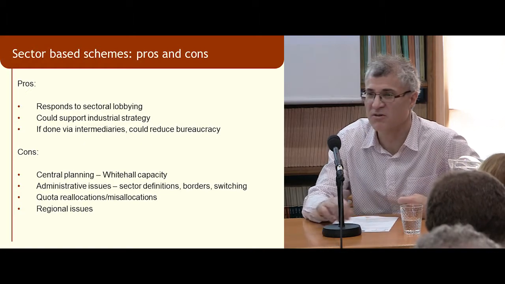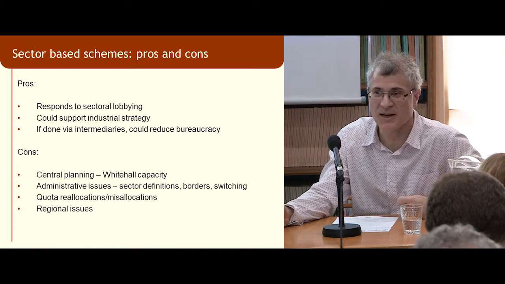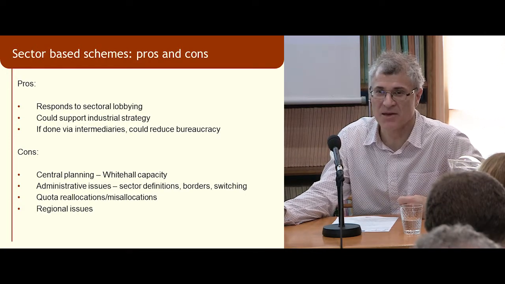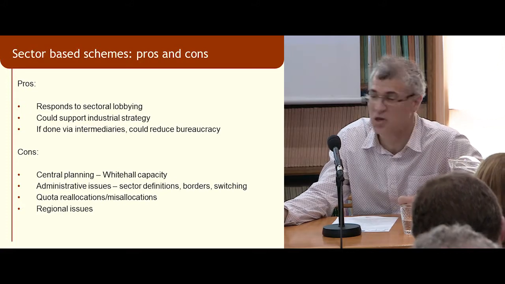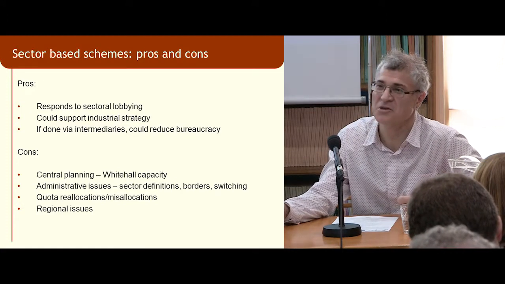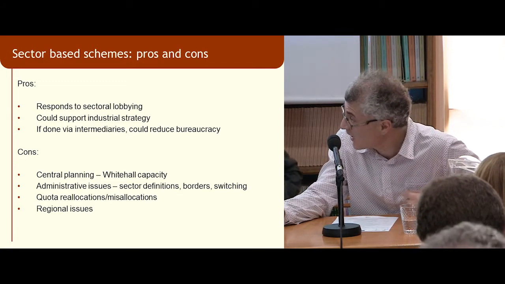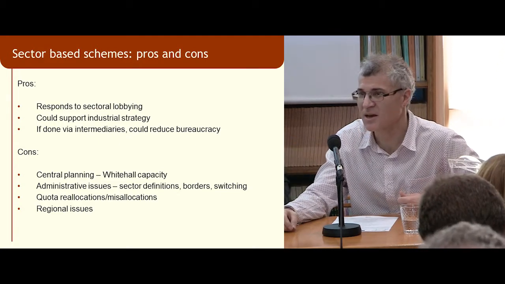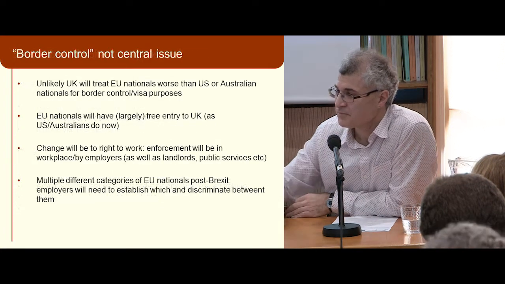There are huge administrative issues. We used to have a sector-based scheme for agriculture. It worked quite well. But basically, what happened there was gangmasters brought over people, accommodated them in fields in Lincolnshire and hired them out to farmers. That is not going to work in the financial sector. It's not going to work for Pret a Manger either. The administrative issues here, I think, are quite challenging.